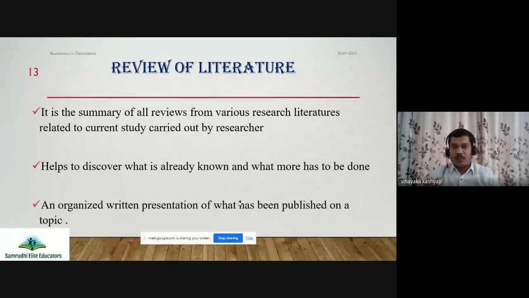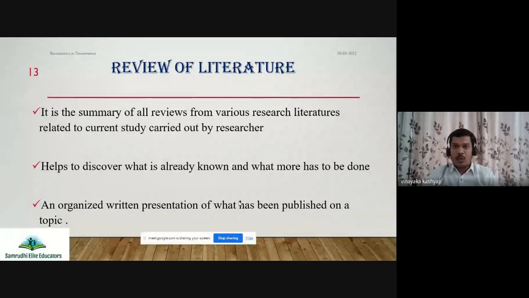So we will start with diabetic foot ulcer. What is the prevalence of diabetic foot ulcer? What is the presentation of the diabetic foot ulcer? How does the ulcer look? What are the various treatments available for that particular diabetic foot ulcer? So this is the order in which you will try to write the review of literature.